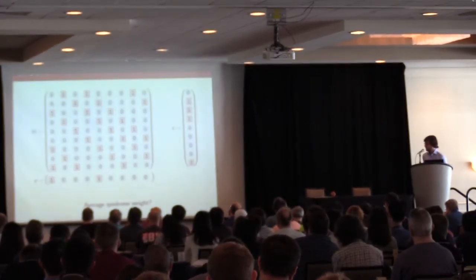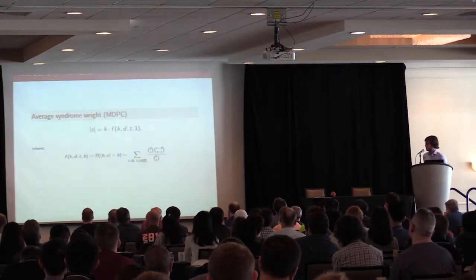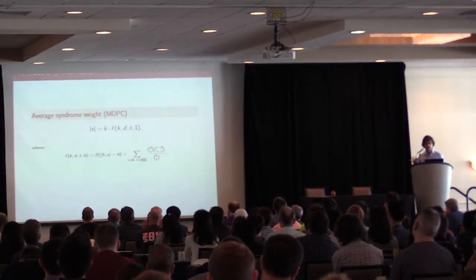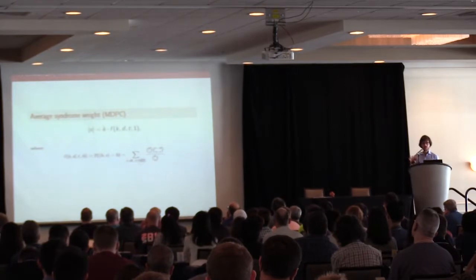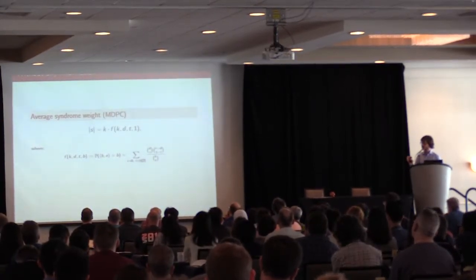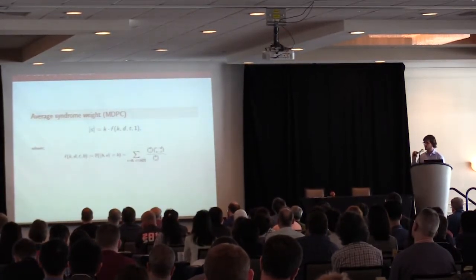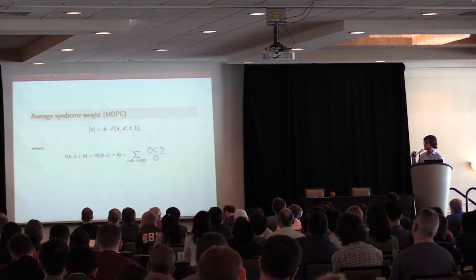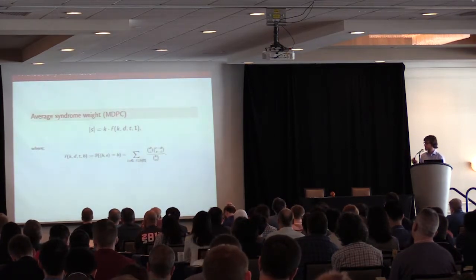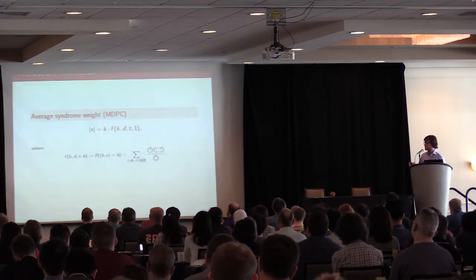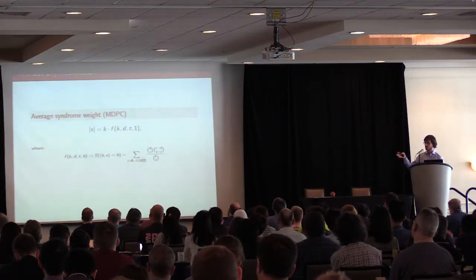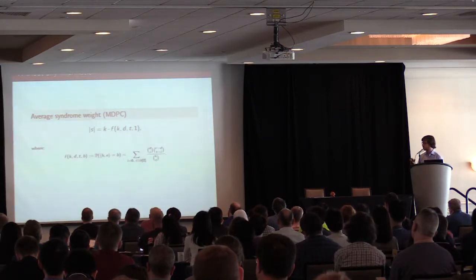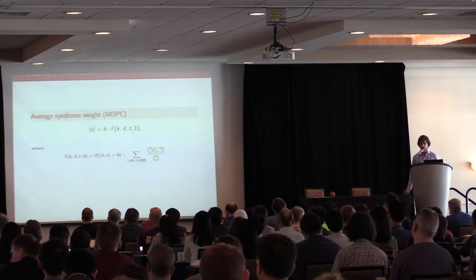So what would be the average syndrome weight? Well, if you forget about the quasi-cyclic structure, just think of a random MDPC matrix. All the rows are independent, they just have the same weight. So the weight of the syndrome is just k, that's the size of the syndrome, times the probability for each inner product to be 1, which we can compute easily with binomials.